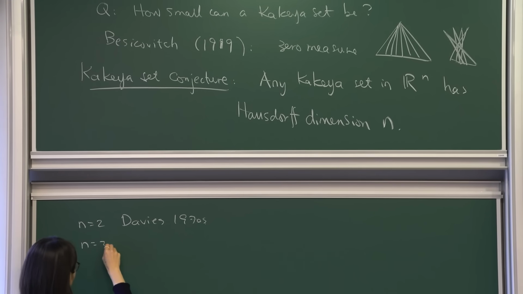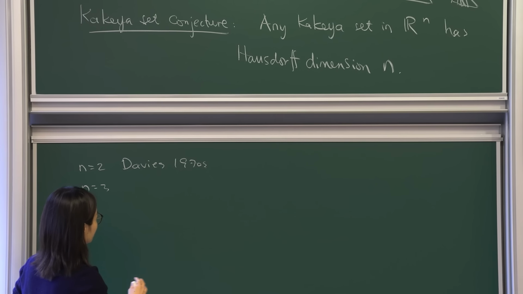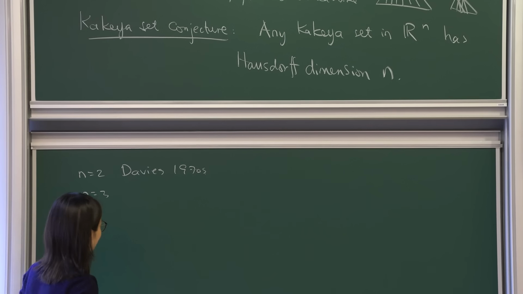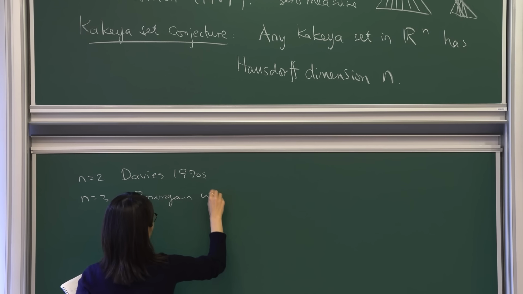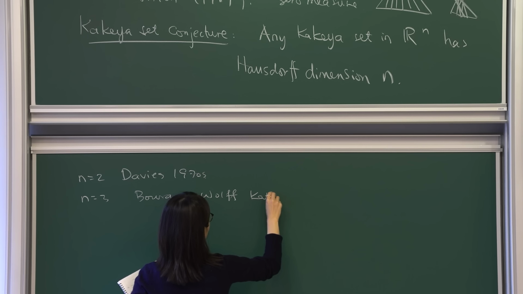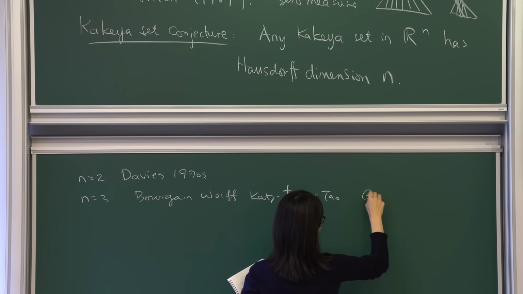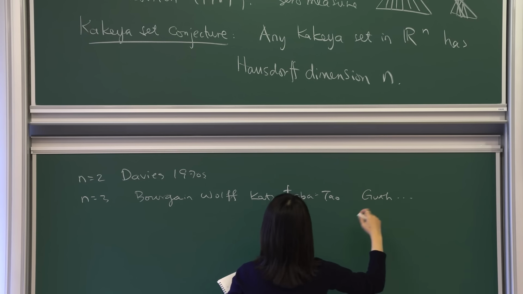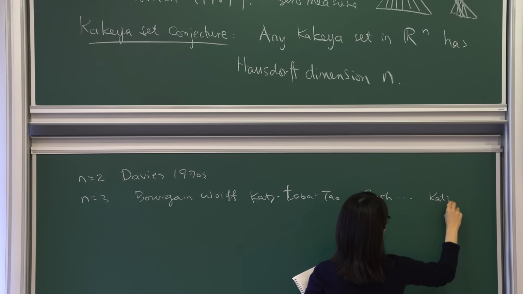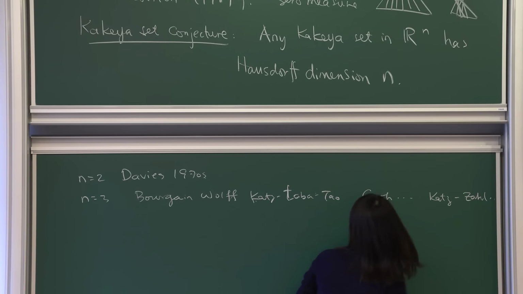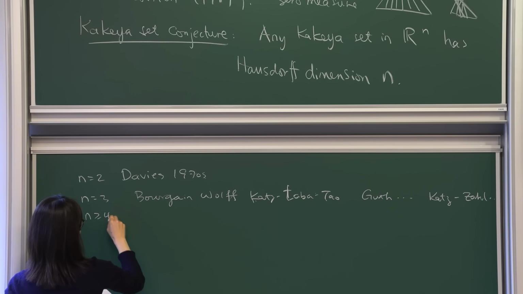And then for n equals 3, there have been many people who worked on it, and our proof was largely influenced by their ideas and work: Bourgain, Wolff, Katz, Laba, Tao, and also the work of Larry Guth, and Katz and Zahl. And then the dimension n greater than or equal to 4 is still open.